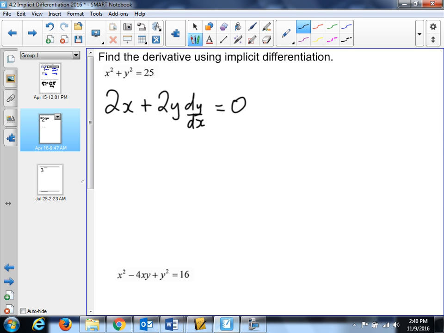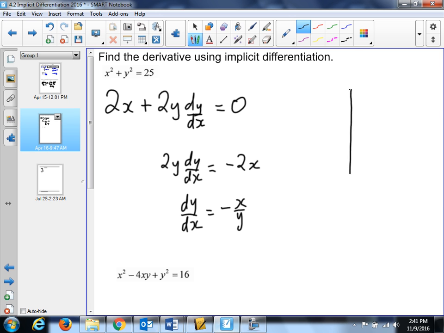I can isolate, I'll do it in 2 steps here. 2y dy by dx. You're getting dy by dx alone using algebra. And dy by dx is equal to negative 2 divided by 2 is negative 1, x over y. What does that mean? Now, you don't have to be familiar with this graph of a circle, but I'll just jot it down. Don't plot it carefully, but this is 5 here, and this is 5 here, etc.